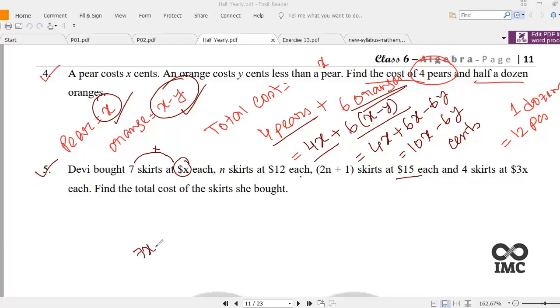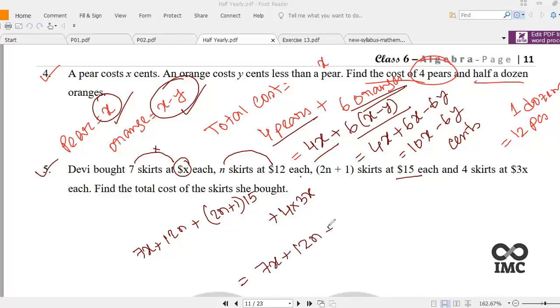So here 7X plus N multiplied by 12 because cost of 1 skirt is 12. So cost of N skirts will be 12N plus 2N plus 1 into 15, plus 4 skirts at 3X. So 4 multiplied by 3X. Now solve. 7X plus 12N plus 15 times 2N, that is 30N plus 15, plus 4 times 3X, that is 12X.